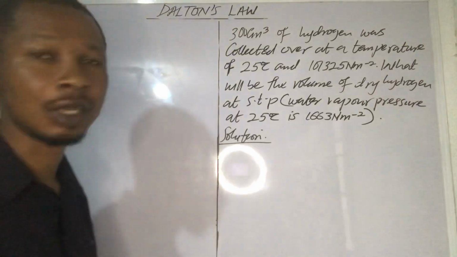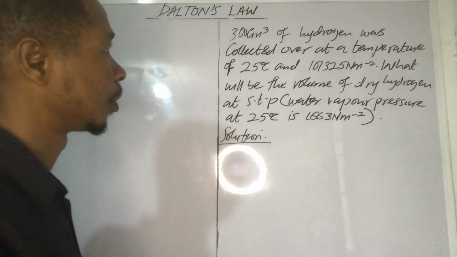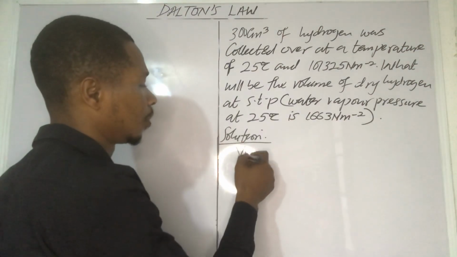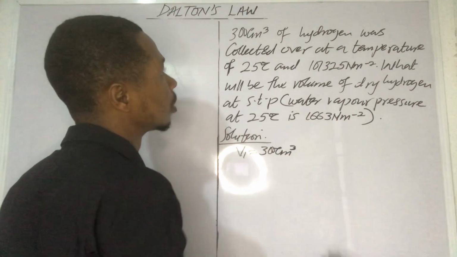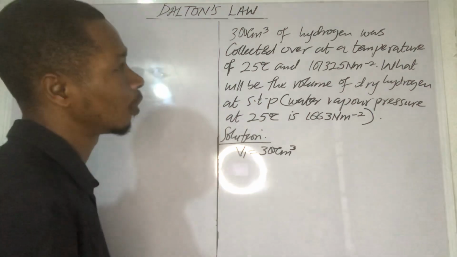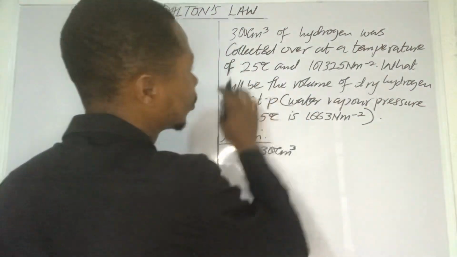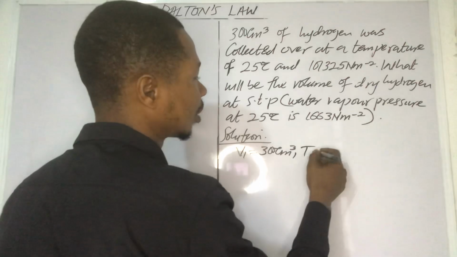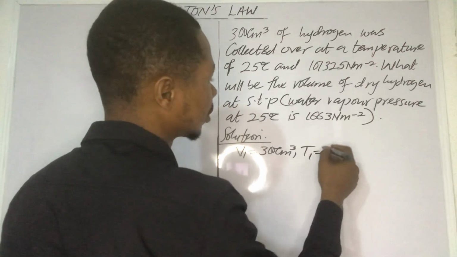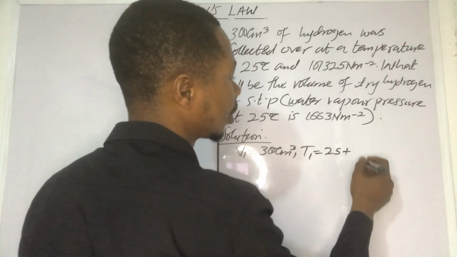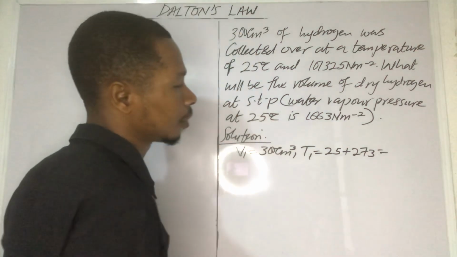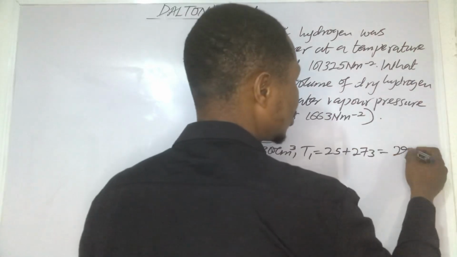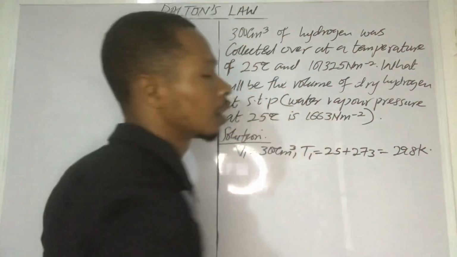Now let's solve together. 300 cm cube of hydrogen, that's my V1, of hydrogen was collected over water at a temperature of 25 degrees Celsius. That's my T1, which is equal to 25 degrees plus 273 to convert it to Kelvin, and that will give me 298 Kelvin.